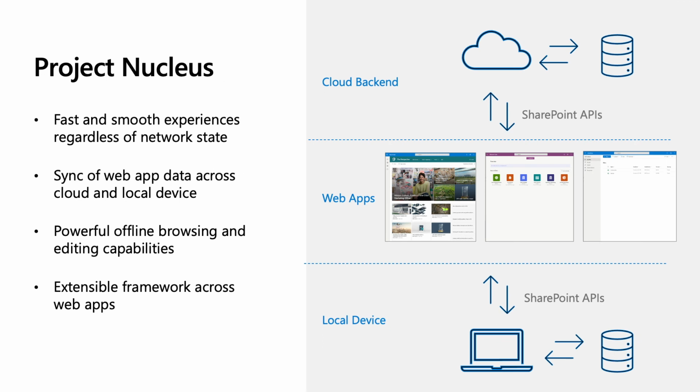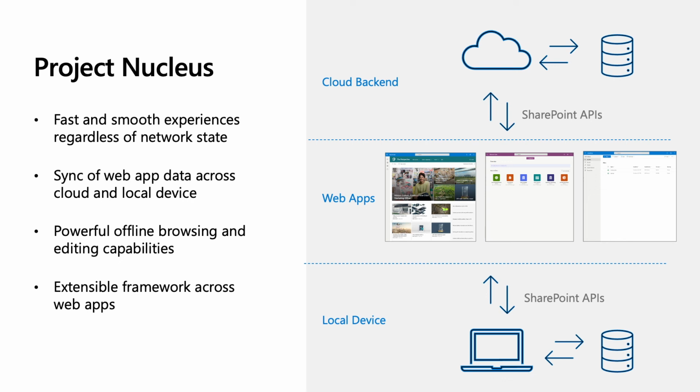We are excited to let you know about Project Nucleus, an exciting new technology that will power the next generation of OneDrive and SharePoint web applications. Project Nucleus will help deliver fast and smooth experiences and make web app data available to you regardless of the network state. It accomplishes this by establishing a durable cache of the web app data on your local device and by syncing the data with the web application using a standard set of APIs.